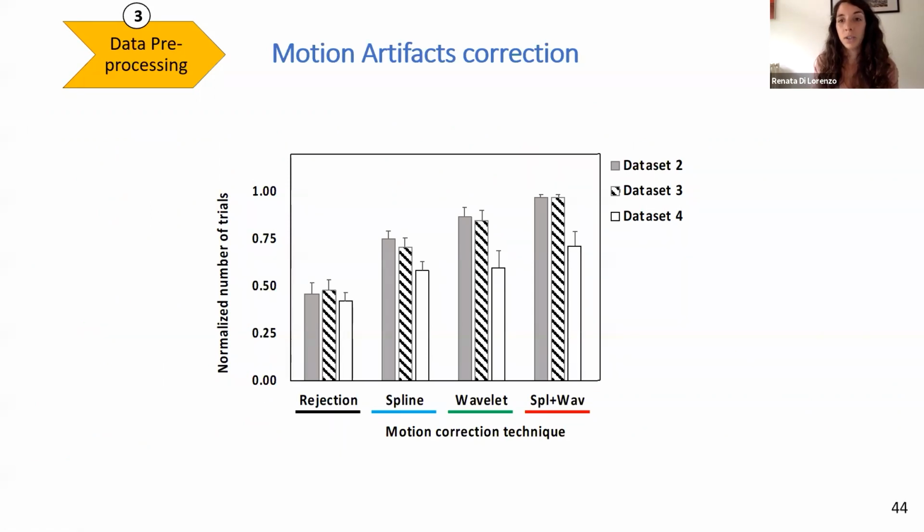Another metric that we use in the paper to compare motion artifact corrections is to see how many trials survived the correction. What you see here is when rejection was used, so when you reject trials because they have an artifact, when you use only spline, only wavelet, or the combination, and these are the three real cognitive data sets that we used. What we see is that the combination of spline and wavelet saved all of the trials, or most of them, for this data set, which is very important for your statistical analysis and your power, but also for the reliability of your data.